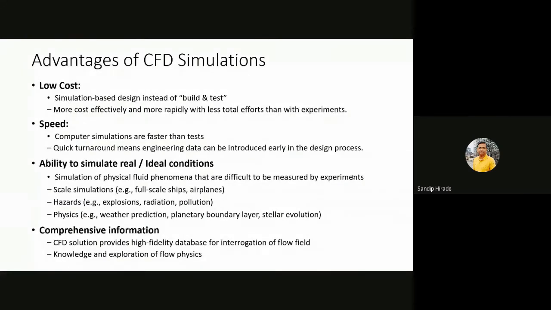Also, we can do simulations at any scale. Based on the full scale model, generally the test happens on scale models, whereas simulation can be done on any scale. Simulation also has an advantage in hazardous conditions like explosions, radiation, pollution, whereas it is very difficult for a test to measure all this data. And lastly, simulation is used for comprehensive information: we have a lot of variables which can be predicted from CFD simulations, and this can be used to explore the flow physics for the given problem.